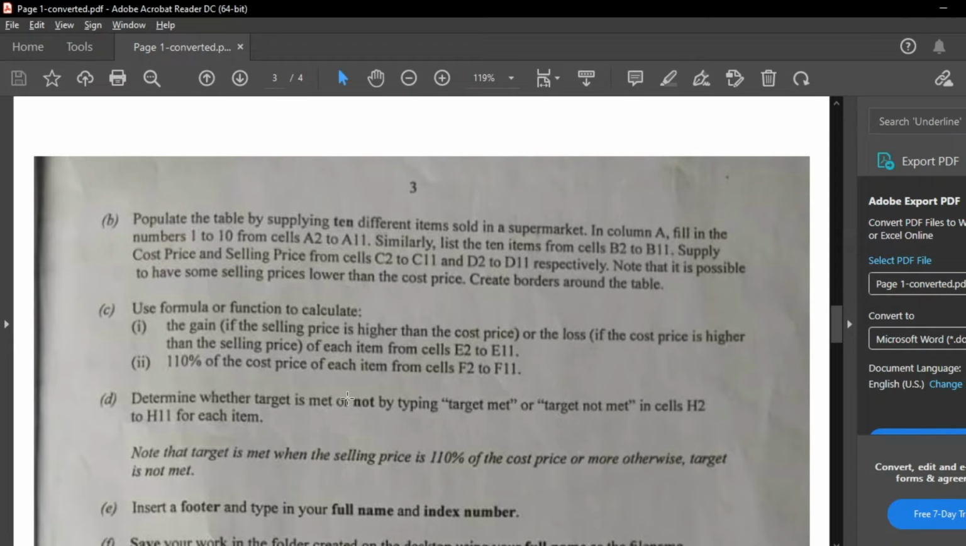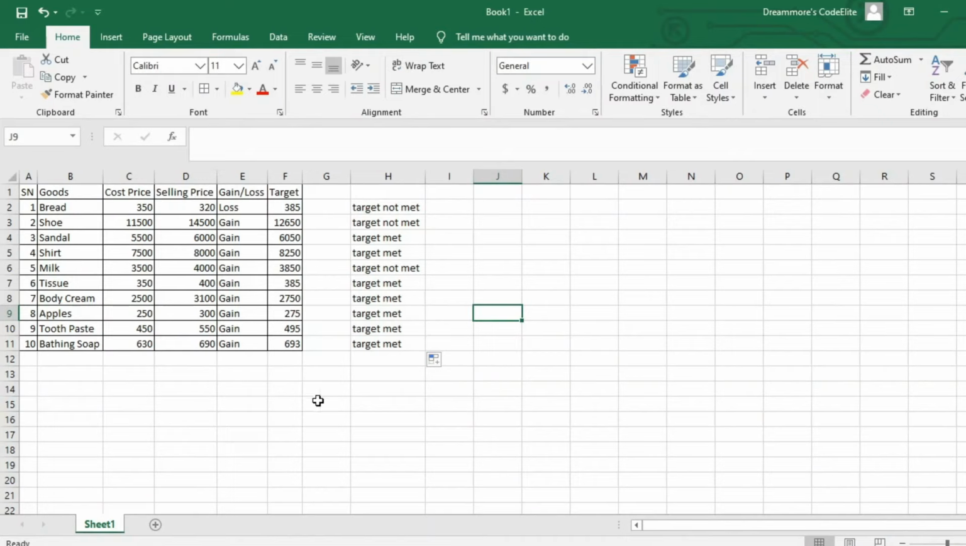Let me jump right in again. It says insert a footer and type in your full name and index number. Okay, let's switch back up. To insert a footer, you can quickly go through Insert, but I like to come here.